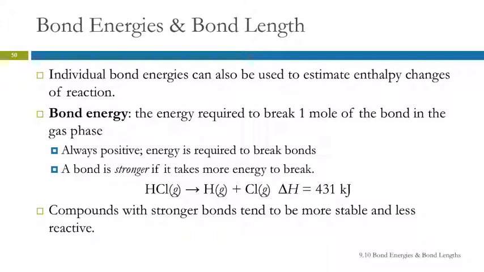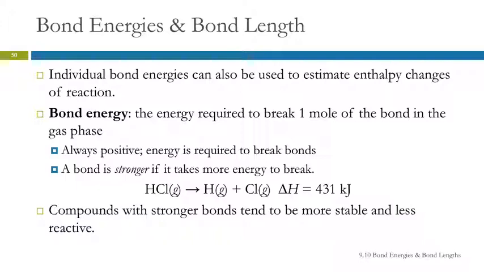If you have to put more energy in, that means the bond is stronger. It takes more energy to break the bond. We could write a chemical equation showing the bond energy for a hydrogen-chlorine bond. Here we have HCl in the gas state, and now we have a hydrogen atom and a chlorine atom. The only thing that's different here is there was a covalent bond here, and now there's no bond. The energy change for that reaction is 431 kilojoules. That's the energy needed to break that particular bond, 1 mole of that bond.